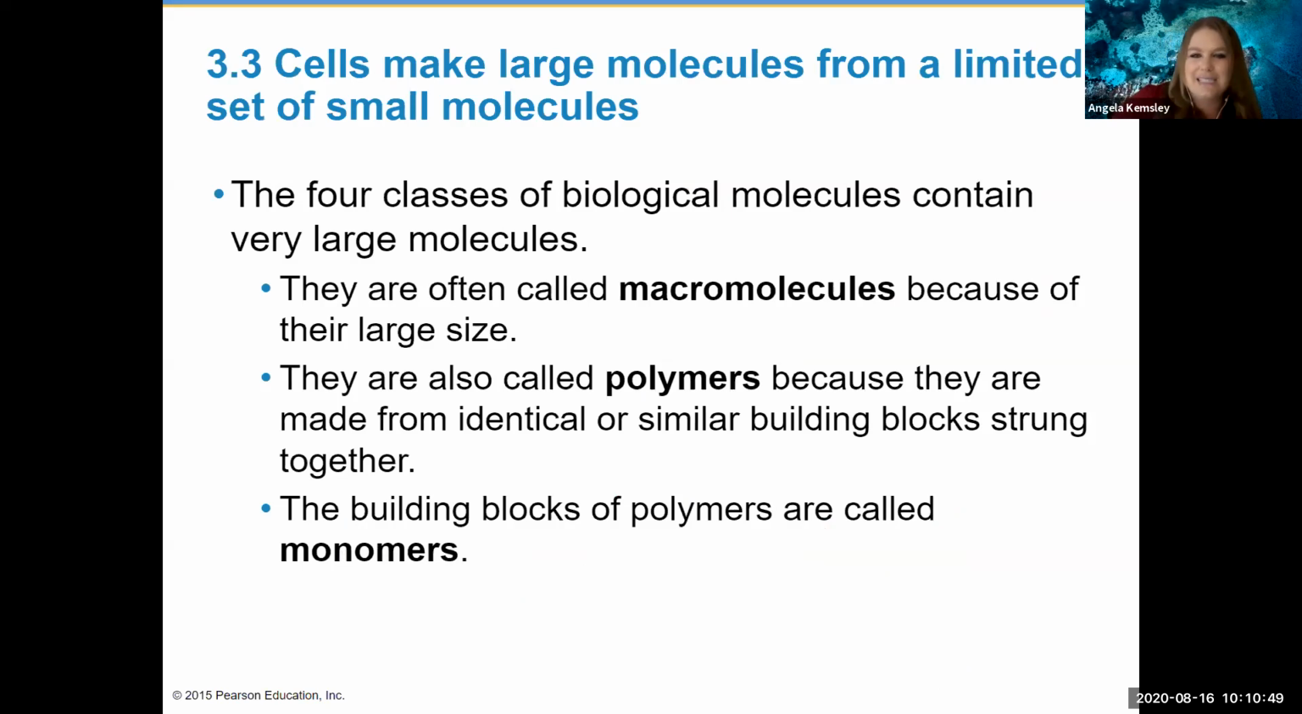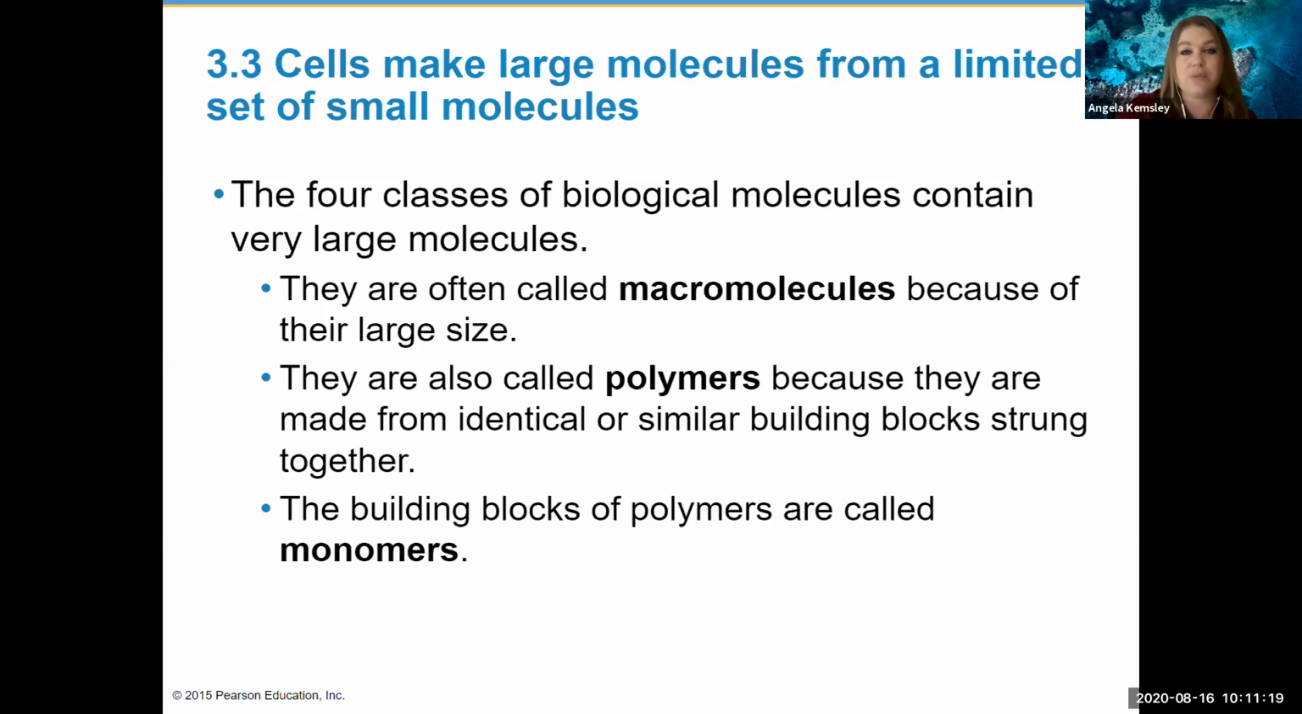So the 4 classes of biological molecules contain very large molecules. We refer to these as macromolecules. The prefix macro means big. Compare that to micro. Micro means small. When we say macromolecules, we just mean molecules that are very big. And our organic molecules here are macromolecules. They are very big.